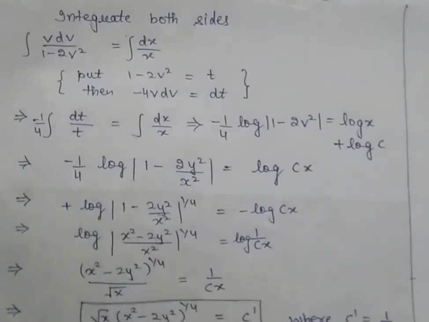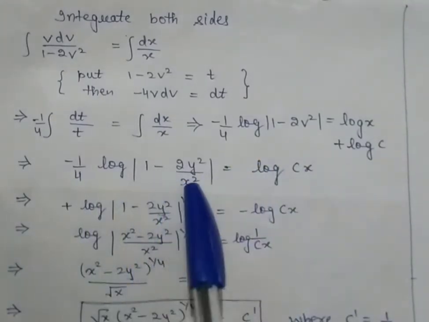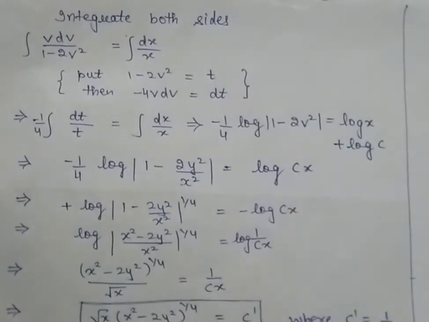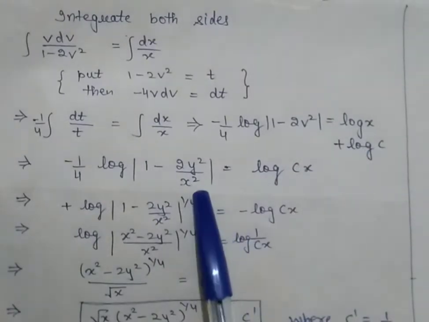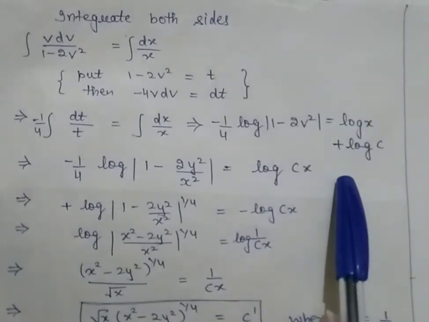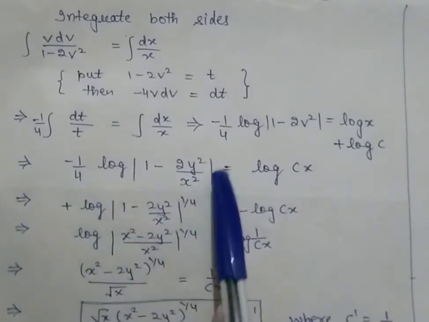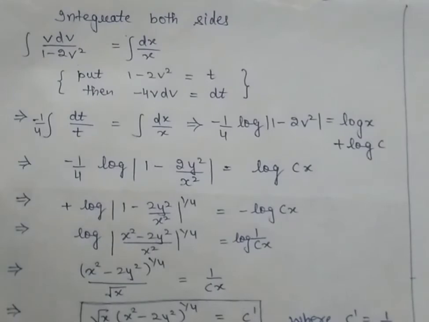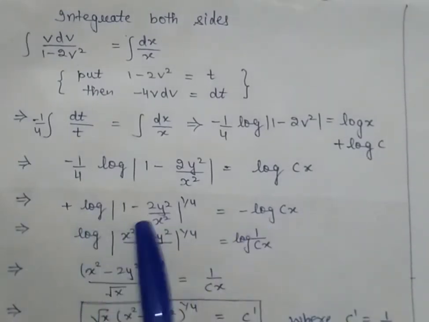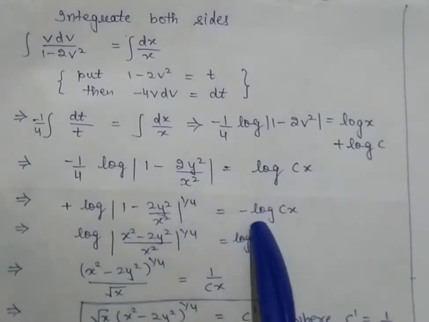This implies minus 1 by 4 log 1 minus 2v square. V was y by x, so v square is y square by x square. So this is 2y square by x square. This is equal to log cx by property of log. This implies log, now we take power 1 by 4 here by property of log, and we take this minus sign on the right hand side. So this is log 1 minus 2y square upon x square power 1 by 4. This is equal to minus log cx.